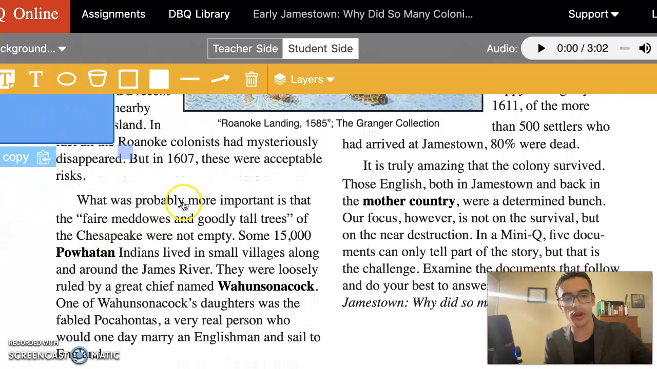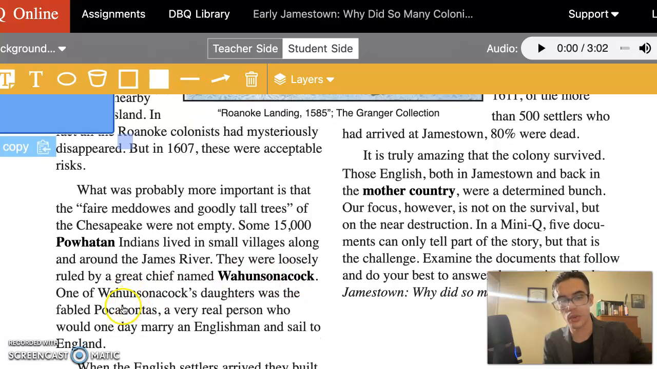What was probably more important is that the fair meadows and goodly tall trees of the Chesapeake were not empty. Some 15,000 Powhatan Indians lived in a small village among and around the James River. They were loosely ruled by a great chief named Wahunsonacock. One of this guy's daughters was Pocahontas. Now this guy in short is usually called Powhatan after the tribe, and we're probably going to stick with that just because I'm probably mispronouncing his name, and I don't want to spend 50 minutes just mispronouncing his name.